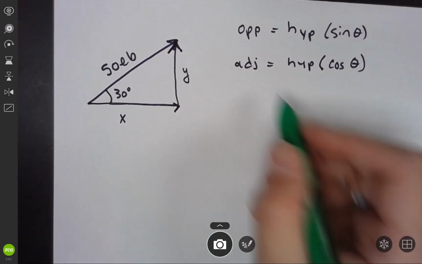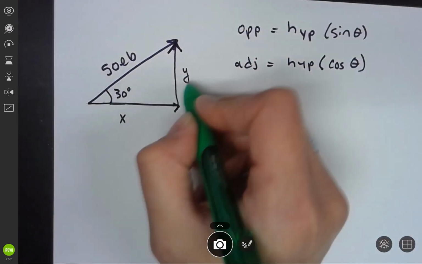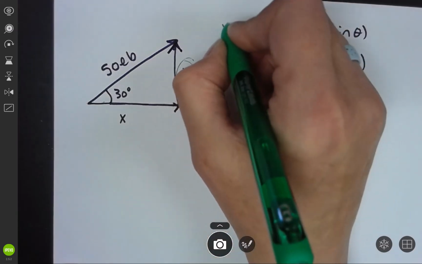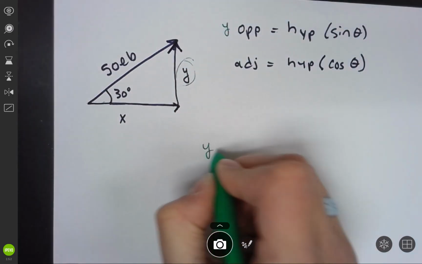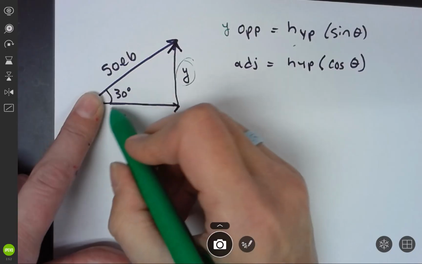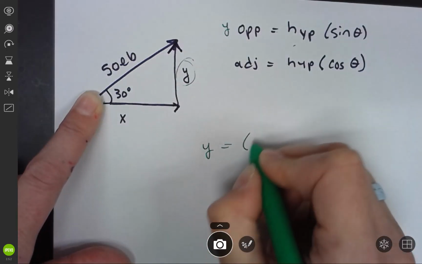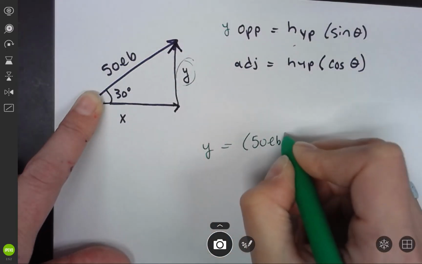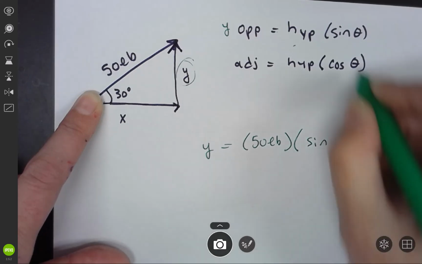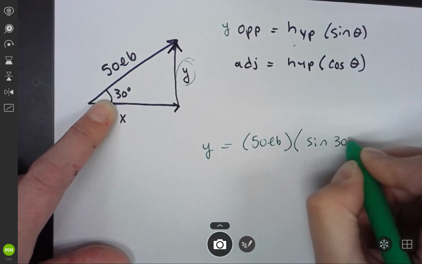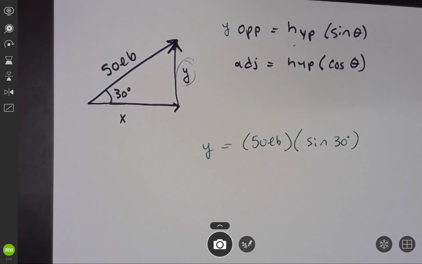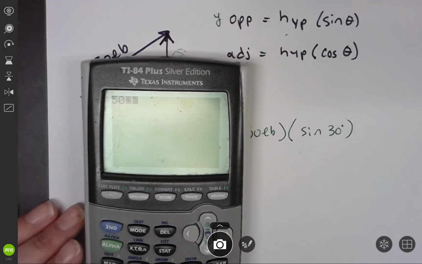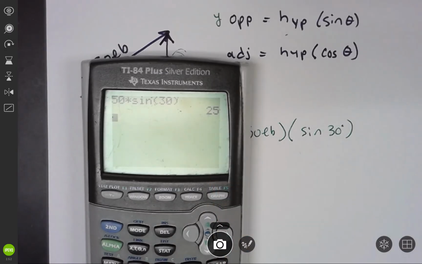I just have to substitute. So the opposite, in this case, that's the y. So there's my y, is equal to the hypotenuse, well, that's 50 pounds, times the sine of my angle, which is 30 degrees. So in your calculator, you are going to type in 50 times the sine of 30. And if you get 25, then your calculator is in the correct mode.